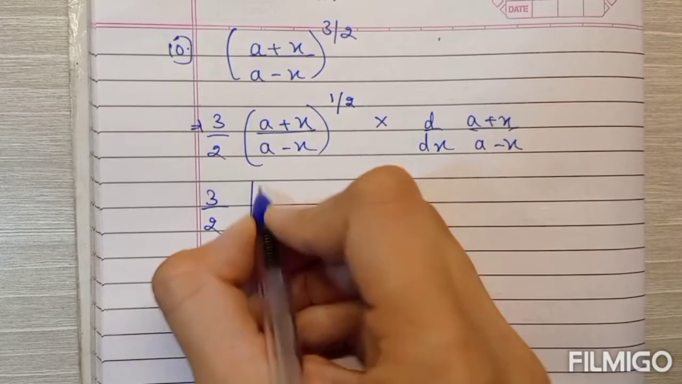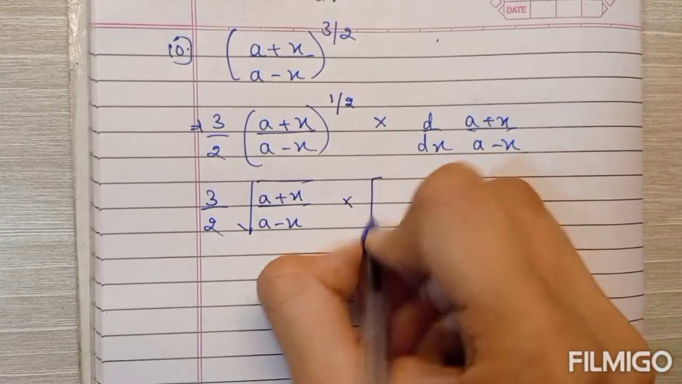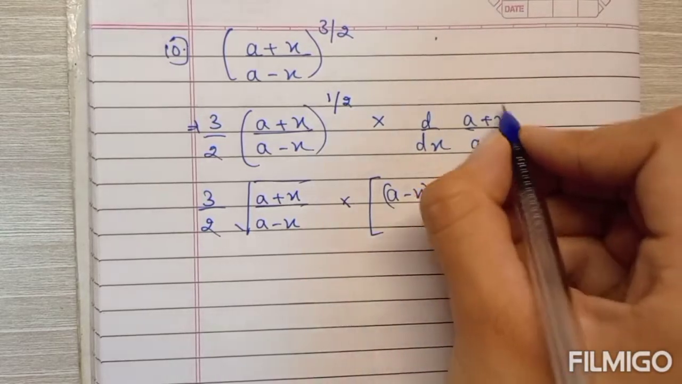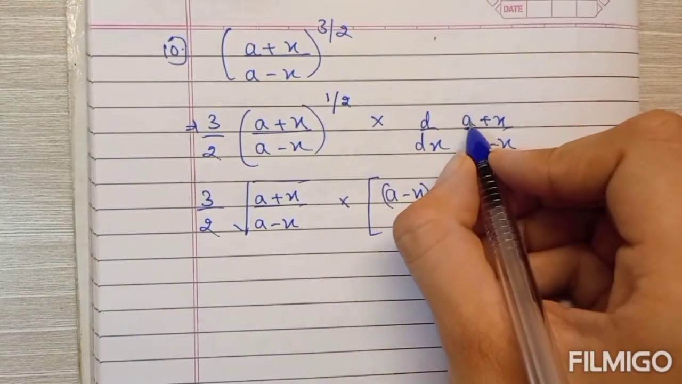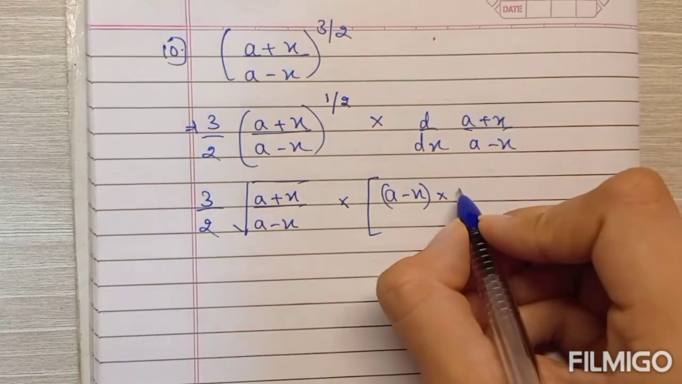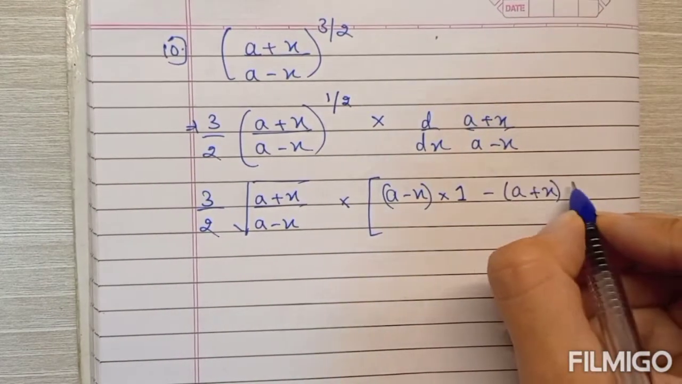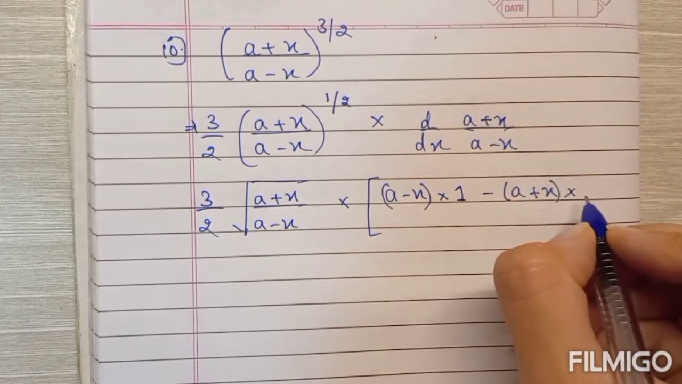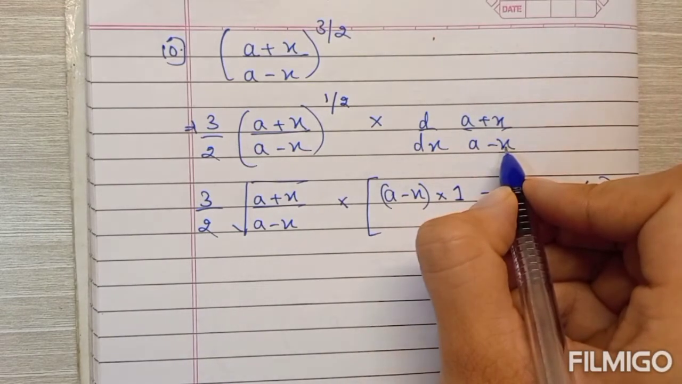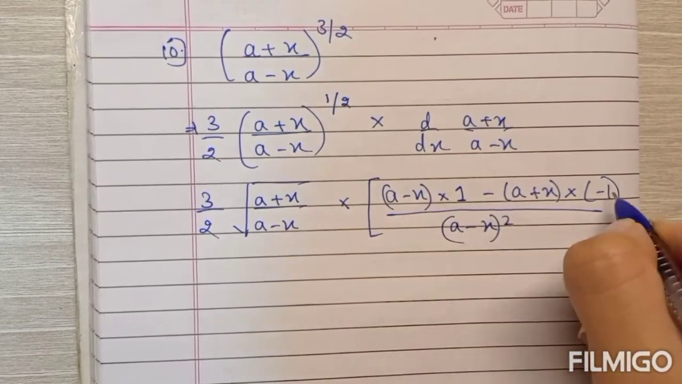So we have 3 by 2 into the root of a plus x upon a minus x into, so the u by v rule states that we have a minus x into the differentiation of a plus x. We know that the differentiation of a is 0 because it's a constant, and the differentiation of x is 1, so this is basically 1, minus a plus x into the differentiation of a minus x. So this is minus 1, because the differentiation of a is 0 and the differentiation of minus x is minus 1, upon a minus x the whole square.